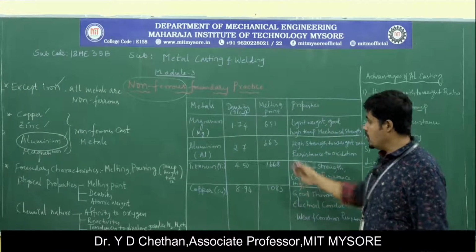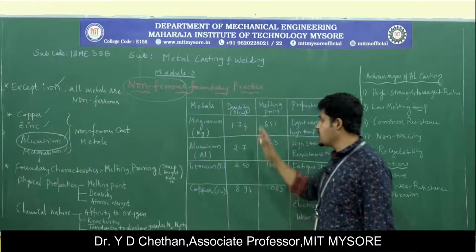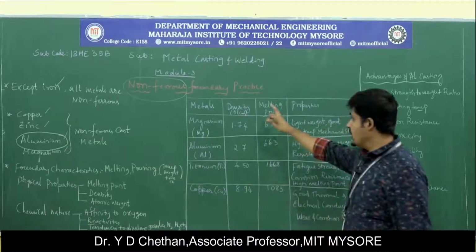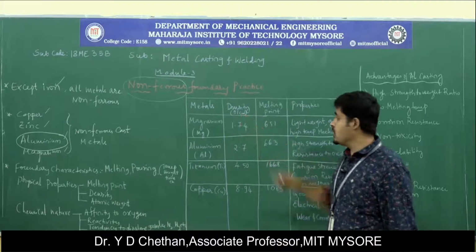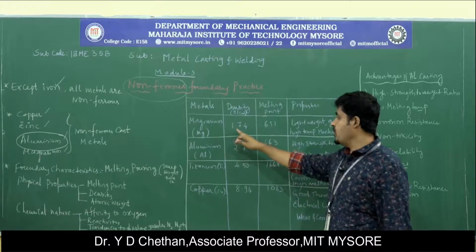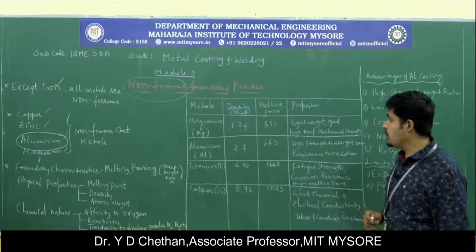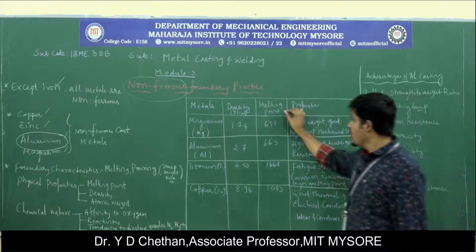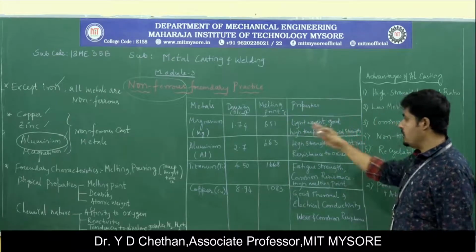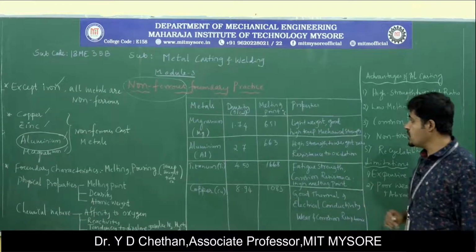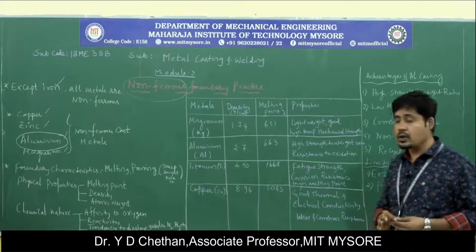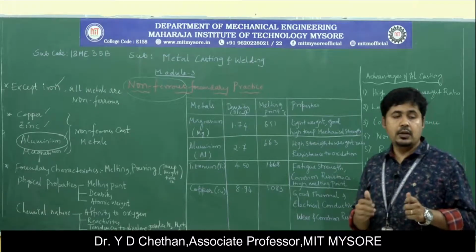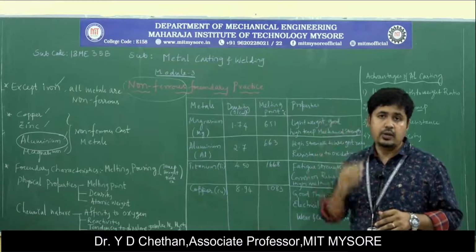We have tabulated here. Let us take up the first non-ferrous cast metal, magnesium. The symbol is Mg. The density, in grams per cubic centimeter, is 1.74. The melting point is 651 degrees Celsius. The properties of magnesium are that it is lightweight in nature and has good high temperature mechanical strength, in the sense that it retains its mechanical properties at higher temperatures also.